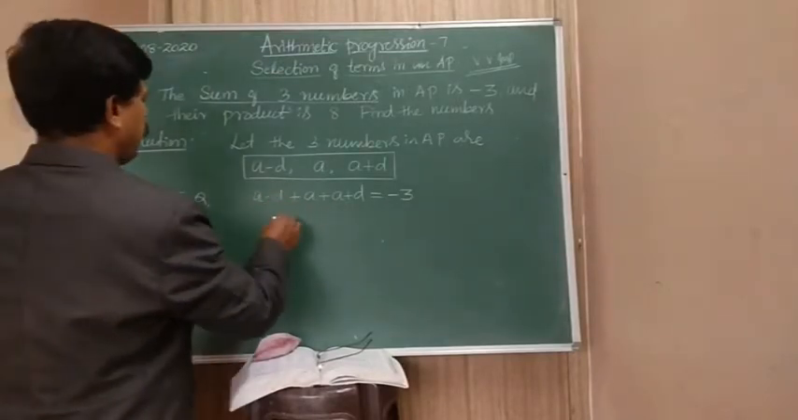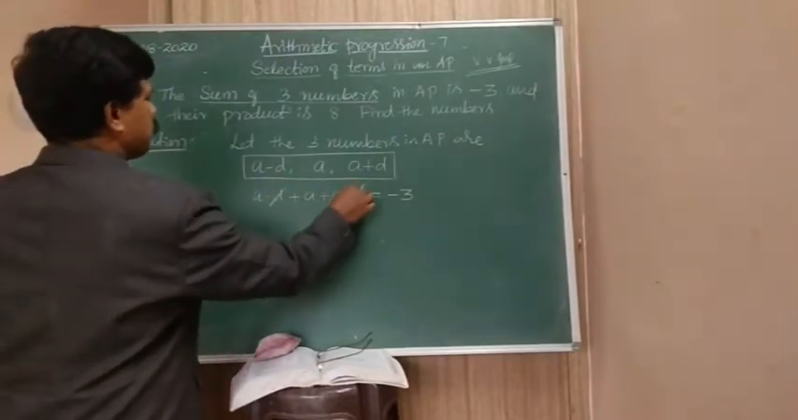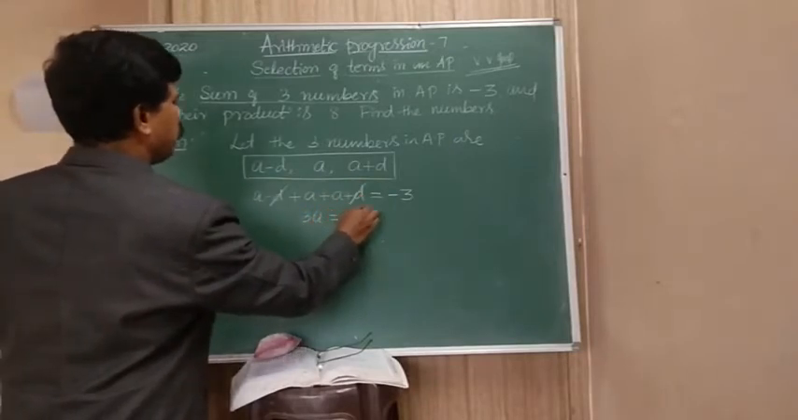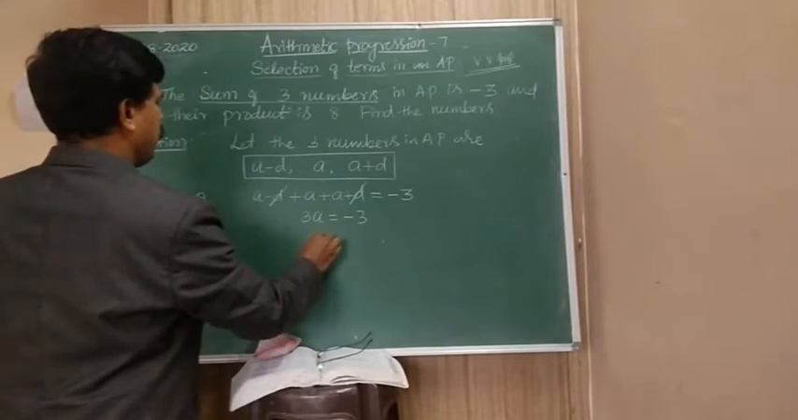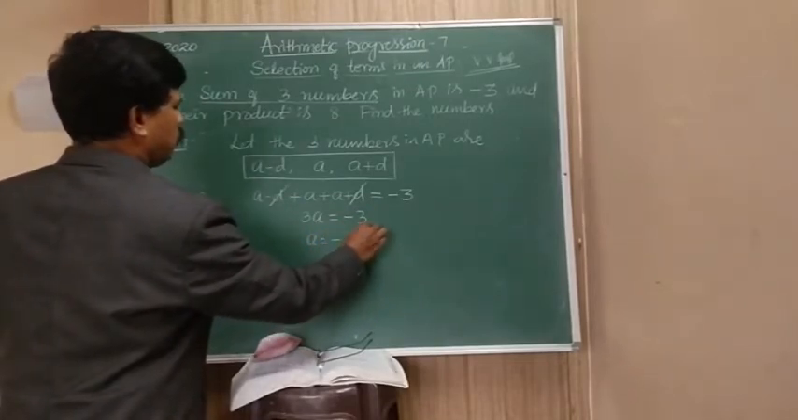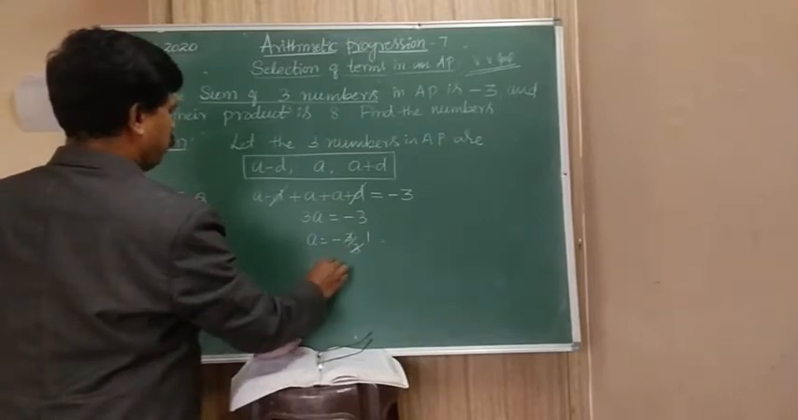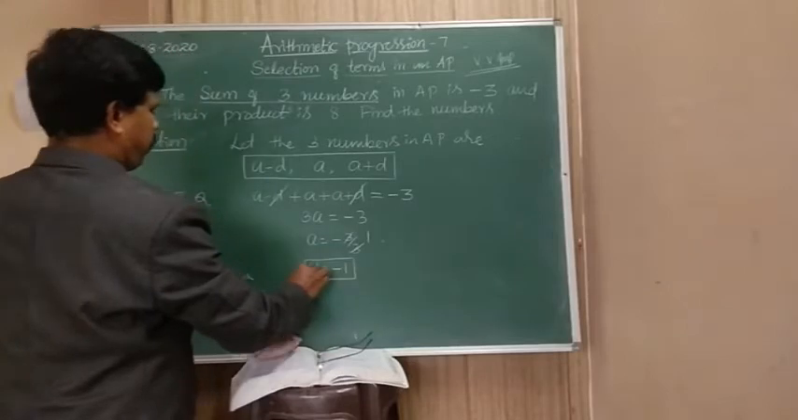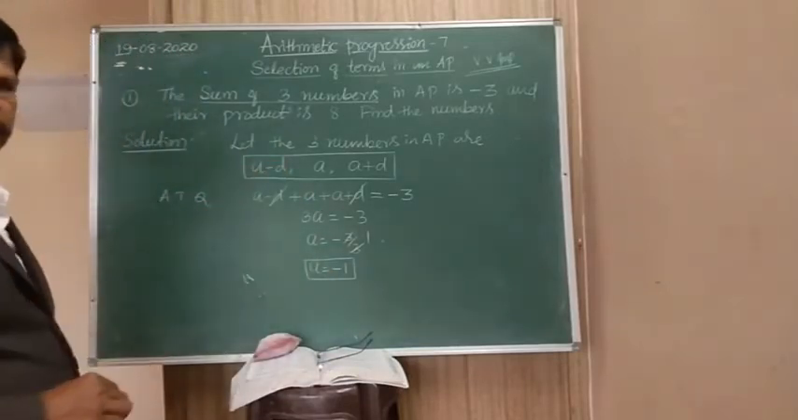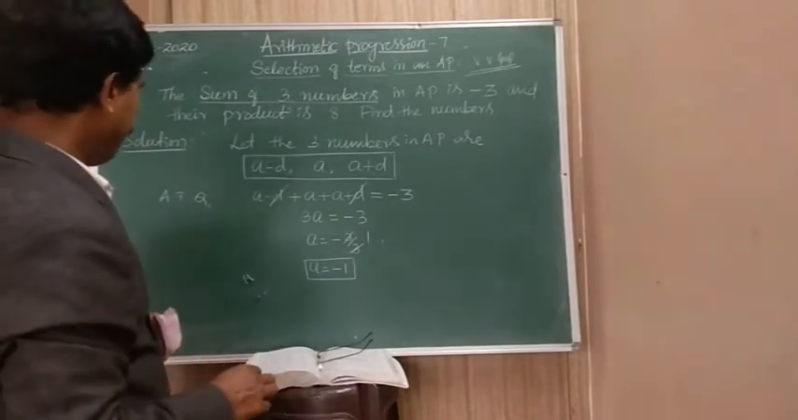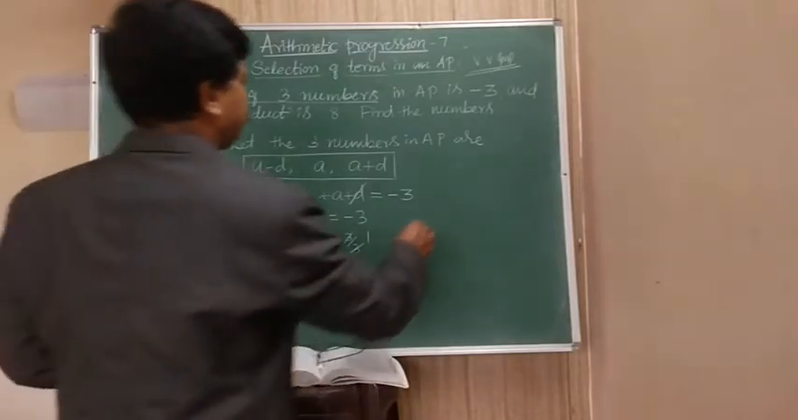Then here, minus D plus D get cancelled. 3A is equal to -3. Then A is equal to -3 by 3. So the A value is equal to -1.